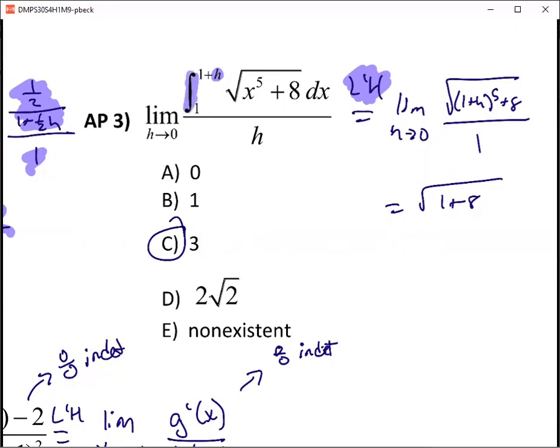If you remember the second fundamental theorem of calculus, when we take the derivative of the integral, we plug in the upper limit times the chain. The chain is going to be the derivative of 1 plus h, which is 1. And now we plug in 1 and multiply by the chain. So really, we now have this limit that we see right here. So now when we plug in 0 for h, we are going to get the square root of 1 plus 8.